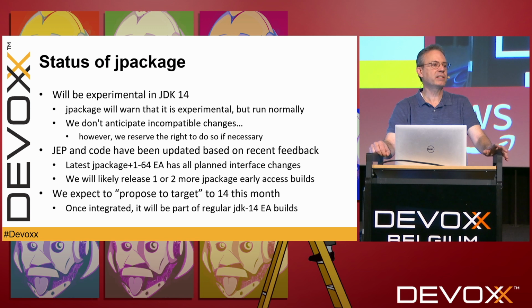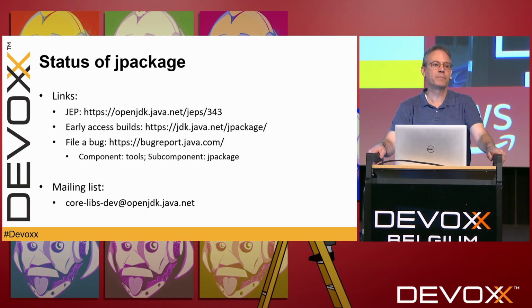The latest jpackage that's out there on the net, and I'll show you the URL later, has all of the planned interface changes, so all of our API in the form of command line options is there and we believe stable. We'll probably release one or two more early access builds, and we hope to propose it to target to 14 sometime this month and then get it into JDK 14. At that point, it'll become part of the regular early access builds.